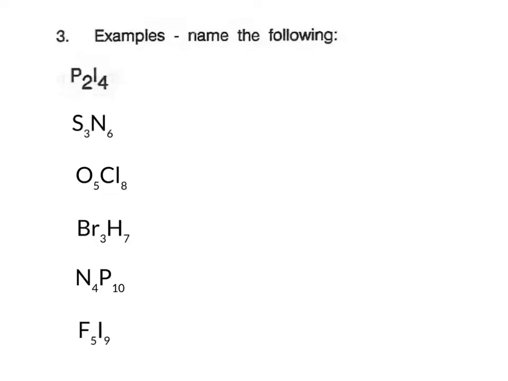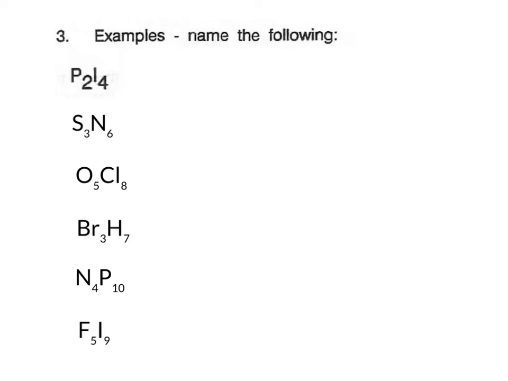So let's practice some. In this case, we're going to have P2I4. We're going to see that the first element is phosphorus, so we're going to write phosphorus. The second element is iodine. It becomes iodide. Then in front of that, we're going to write how many of each of them there are. So there are 2 phosphorus, so we're going to put in diphosphorus. And then in front of the iodide, we're going to say that there's 4, and we're going to use the prefix tetra. So the word is diphosphorus tetraiodide.